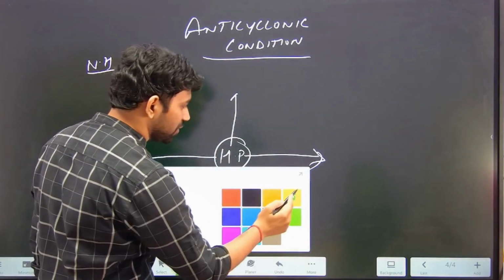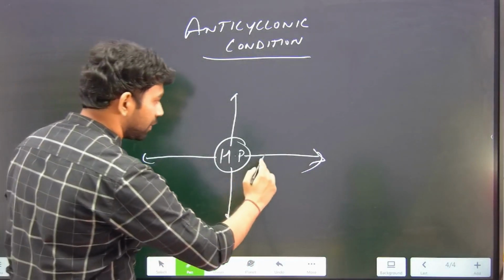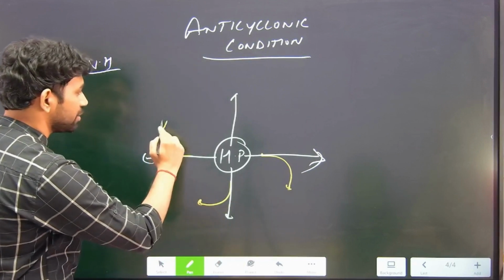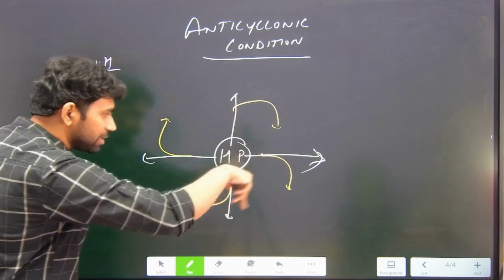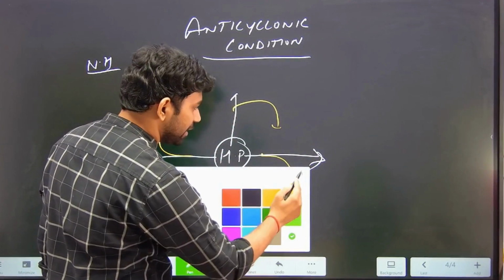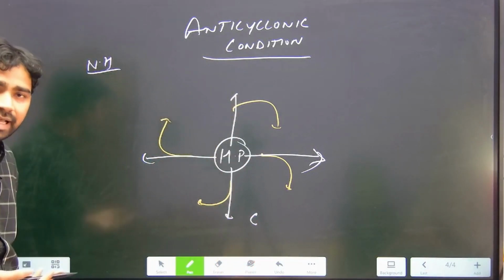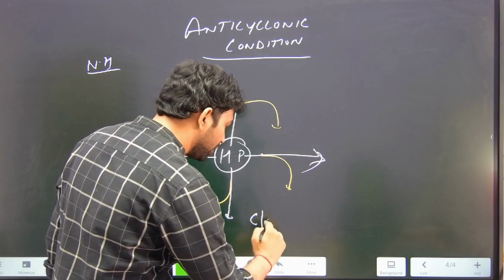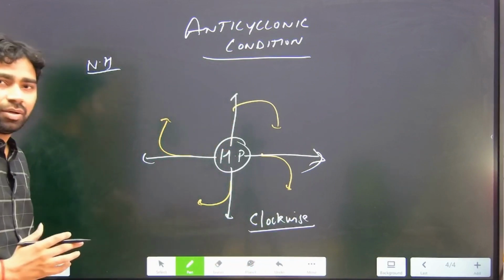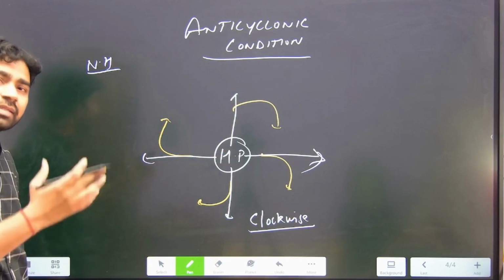Now if this is the direction of wind, in the northern hemisphere, because of the Coriolis force, the wind is deflected to the rightward side. So it is like this, and you know that this is the clockwise direction. So we can say that in the northern hemisphere, in the anticyclonic condition, because of the Coriolis force, the direction of the wind is clockwise. So this is just the reverse of the cyclonic like condition.